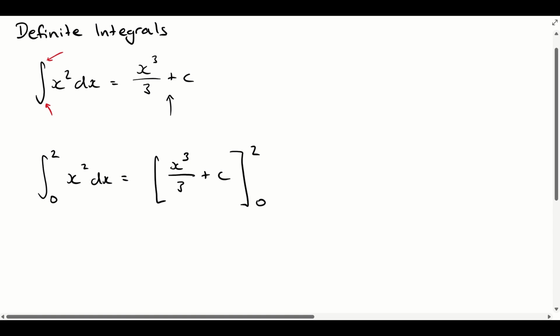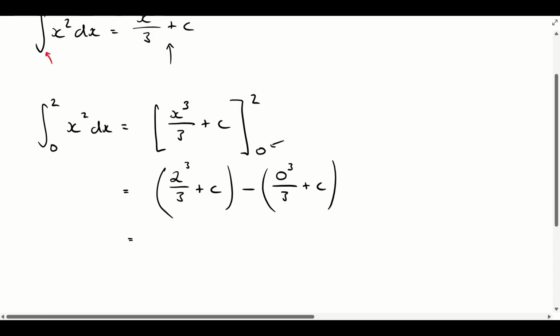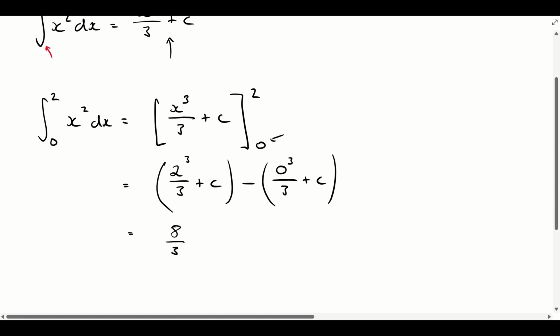So I put my 2 in first. If I put my 2 in, I get 2 cubed over 3 plus c. And then I'll subtract what happens when I put my lower bound in. So if I put a 0 in, I would get 0 cubed over 3 plus c. And now if we evaluate this, I end up with 8 over 3 plus c here, subtract 0 over 3, subtract c. Don't forget to expand this bracket, the negative into both terms.